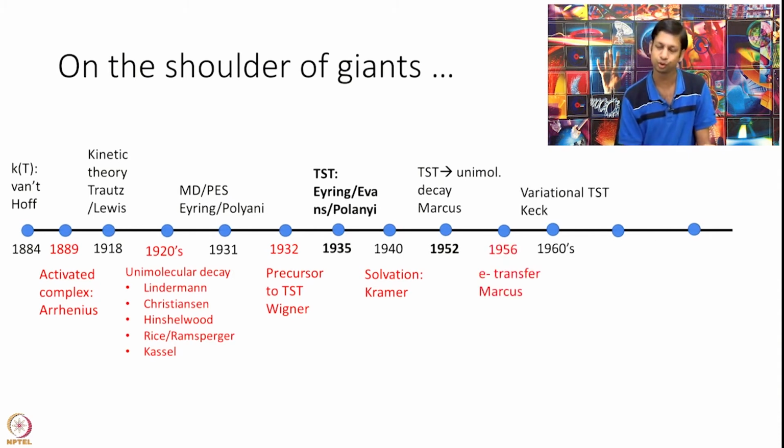After that Marcus also solved another problem, which is that of electron transfer. So, a bond is not breaking and forming, only an electron is transferring from one side to another. So, Marcus got a Nobel Prize for that.